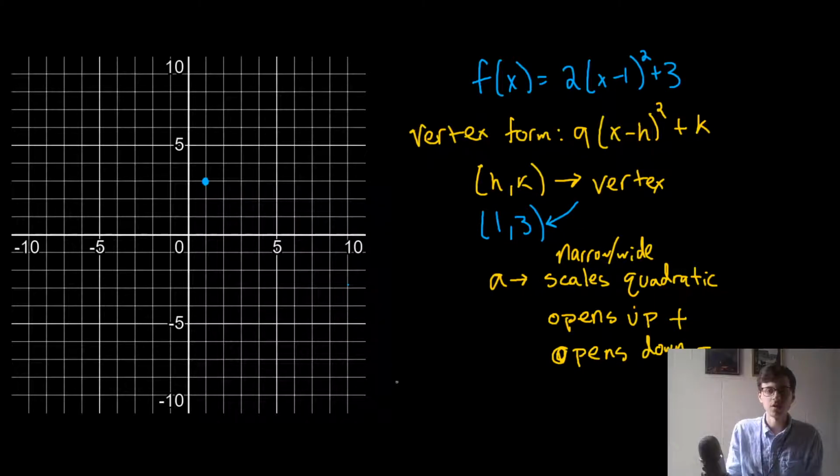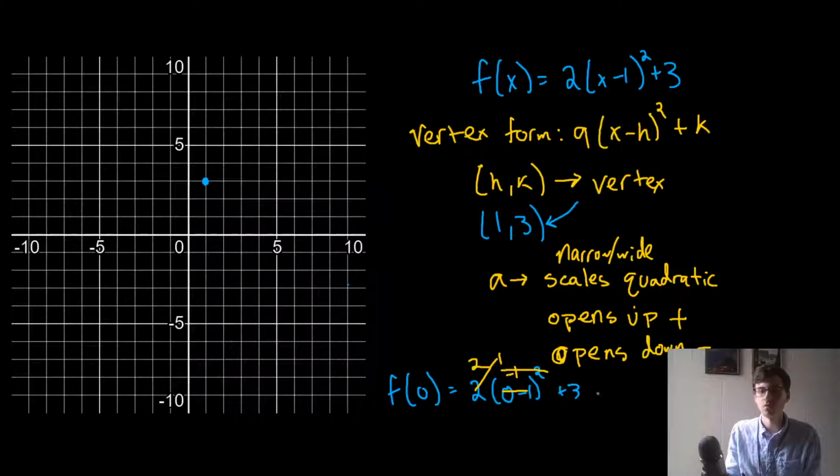So then I would substitute in 0. 2 times (0 − 1)² plus 3. That's (−1)². We already did this, right? 2 times 1 is 2. 2 plus 3 is 5. So at 0, my point is 5.